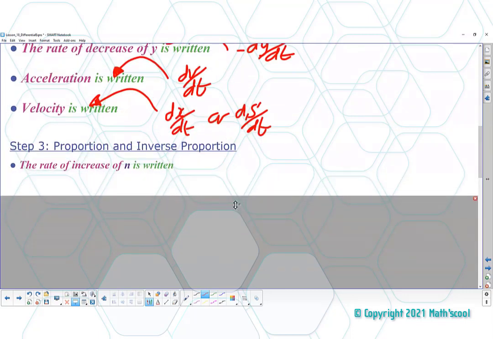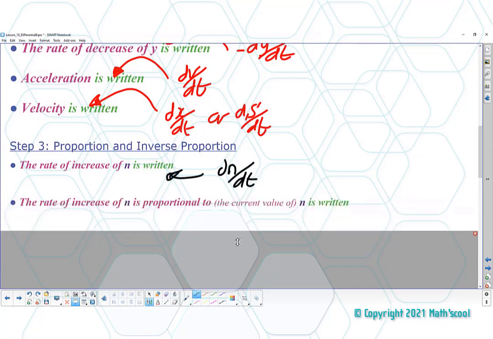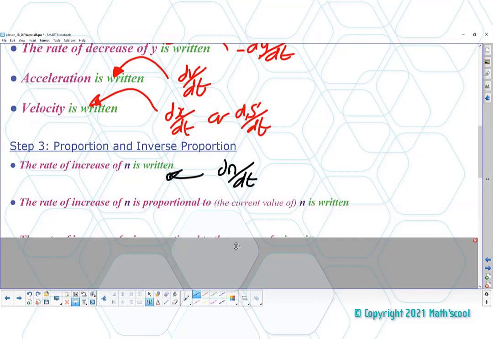Okay, and now I'm harping back to something we learned in GCSE maths. The rate of increase of n, we know, is dn by dt. Now it says the rate of increase of n is proportional to n. And so this is to do with proportion, and that's something from GCSE maths.